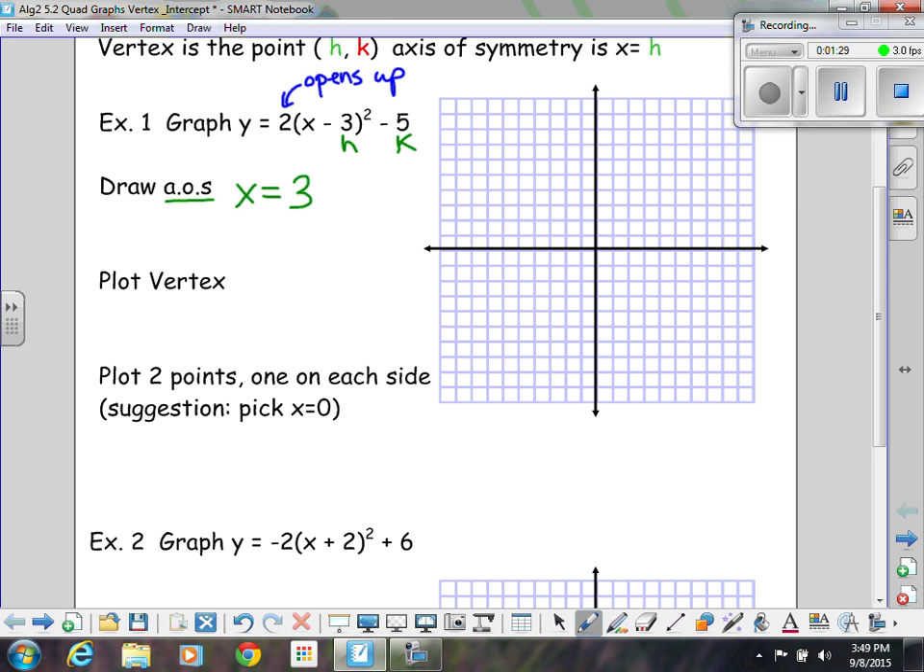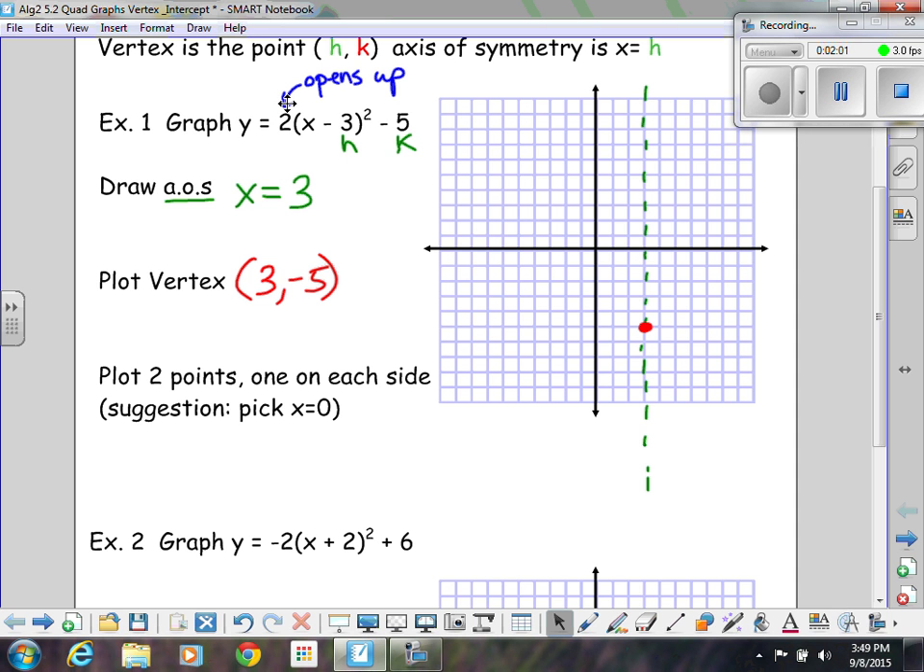So I'm going to draw a vertical line at x equals 3. So that's my axis of symmetry. So I know the parabola is going to be cut in half right there. Then I'm going to plot my vertex. Well, remember our vertex is (h, k). So I'm going to have (3, negative 5). I'm going to plot that on my graph. So if I go to 3 and then negative 5, 1, 2, 3, 4, 5, that's right there. That's my vertex.